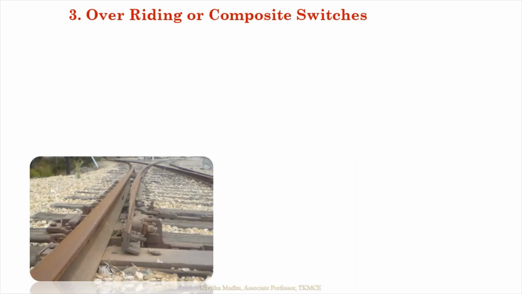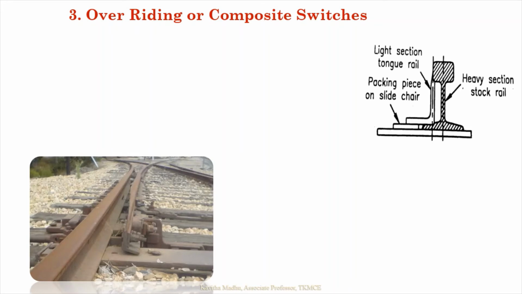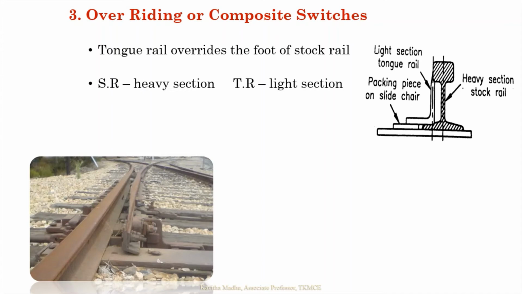So next is the overriding switch. The figure explains the overriding switch, where you can see it is mainly adopted for flat-footed rail. This is the common type of switch that you can see nowadays, where separate rail sections of stock rail and tongue rails are adopted. The stock rail of heavy section and tongue rail of light section are used instead of cutting the flange, rather than weakening the stock rail as in the case of undercut switch.